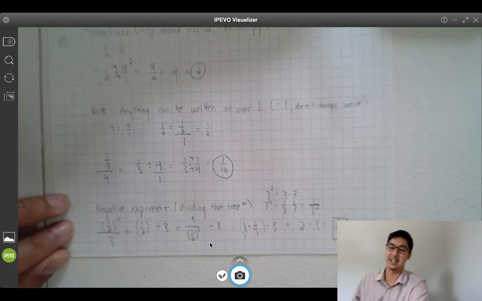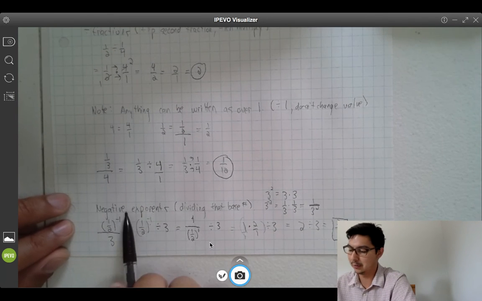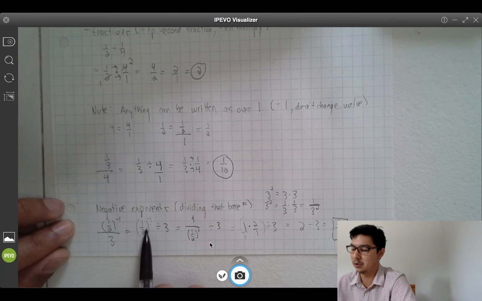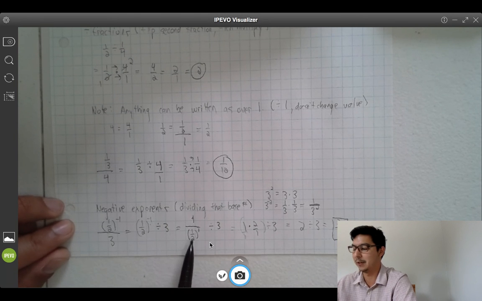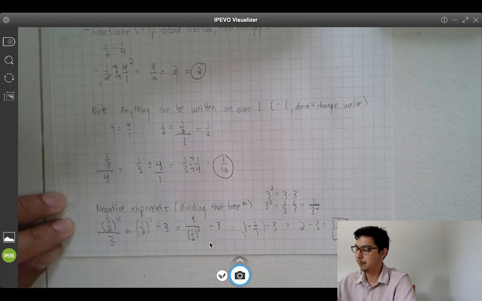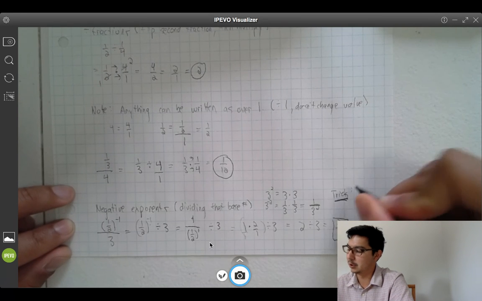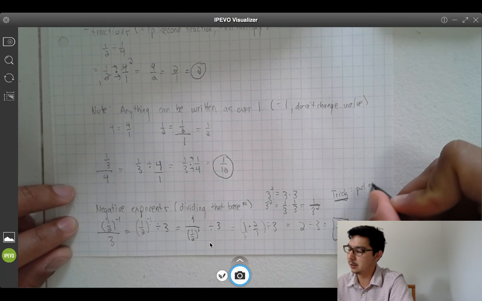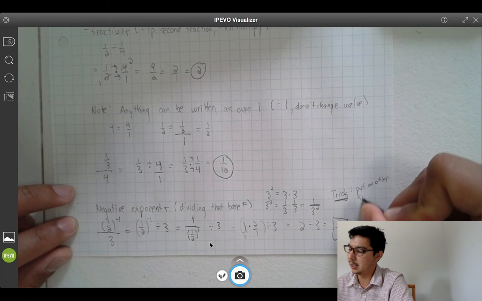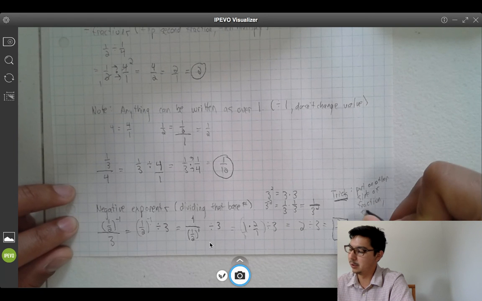Now that seems like a lot of work, but I want to show you that's where negative exponents come from. It means how many times you're dividing that number, and then dividing fractions, you flip and multiply. But the trick here is you can just put it on the other side of the fraction and the exponent is then positive.